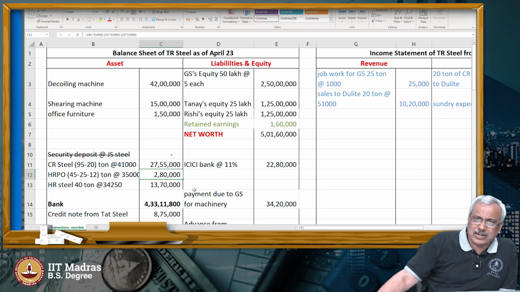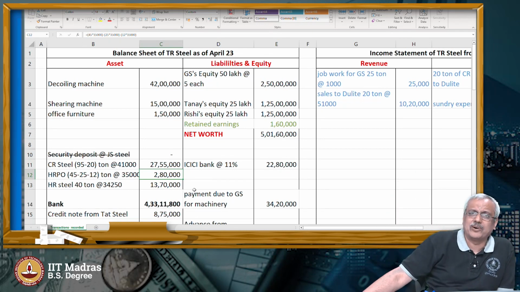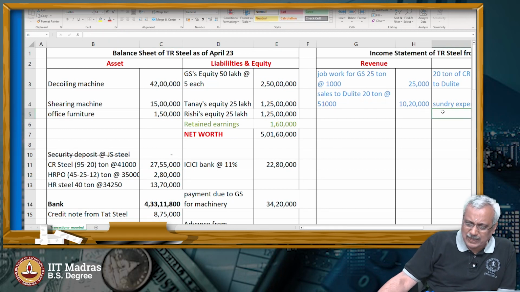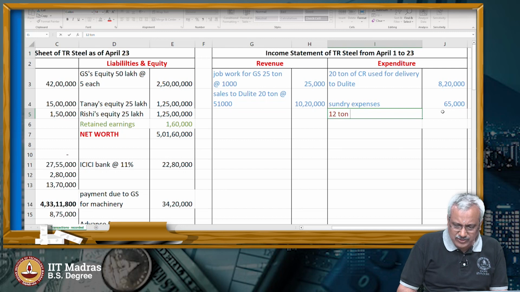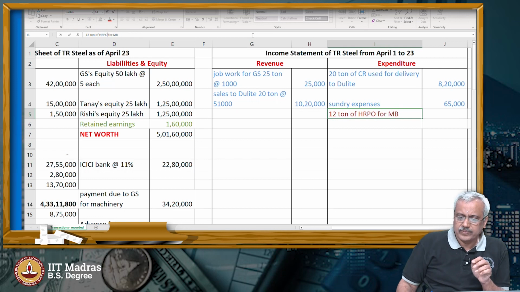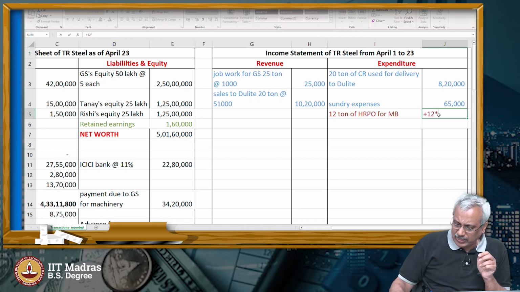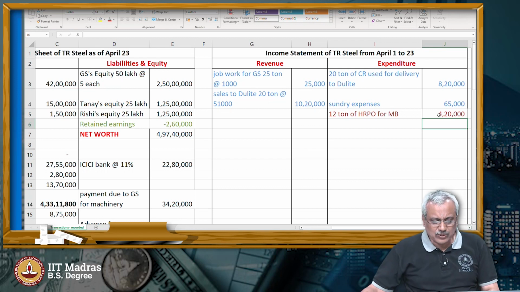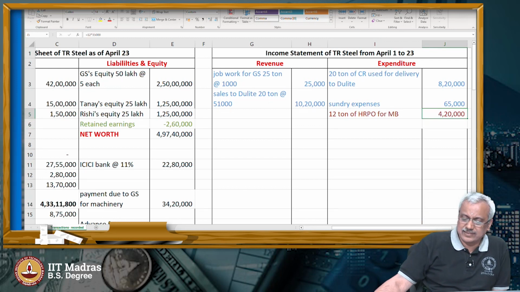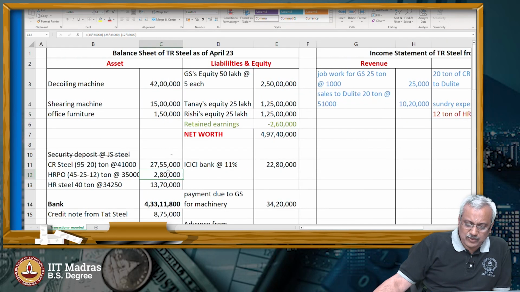Utilize. Moment you have utilized, what has happened? Asset has come down, inventory has come down. My expenditure is 12 tons of HRPO for Modern Barrels. For Modern Barrels I am just going to use the short form MB, and HRPO out here. 12 tons of HRPO. What is the value? The value of this HRPO is 35,000 rupees per ton, and I have utilized it. That is the reduction and utilization, the first part of the transaction.